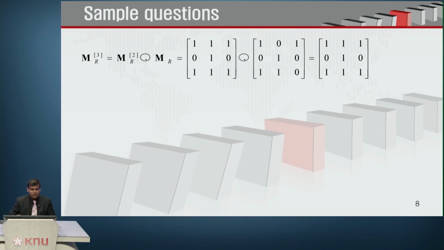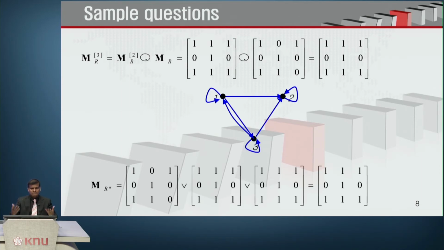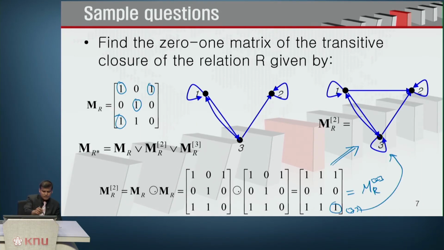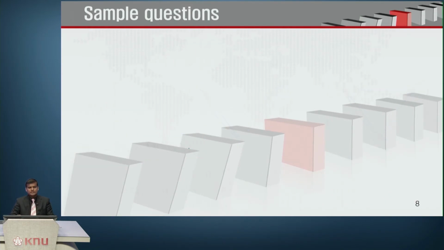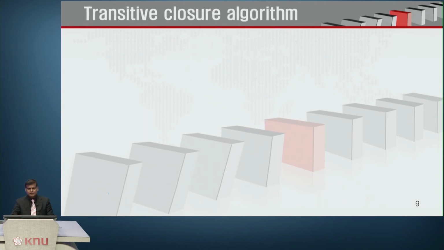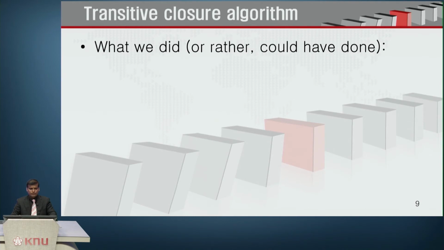Let's go further down and find what M_R power 3 is. Again, you multiply M_R power 2 with M_R and you get M_R power 3. For that you can come up with this matrix, and that's nothing but M_R star. For M_R star you have to do the OR operation over all the given matrices. If you look back at this question, this is M_R star, for which you have to do the OR of this whole thing. So let's do it here. That's what is done here for M_R star, and that's your proof.